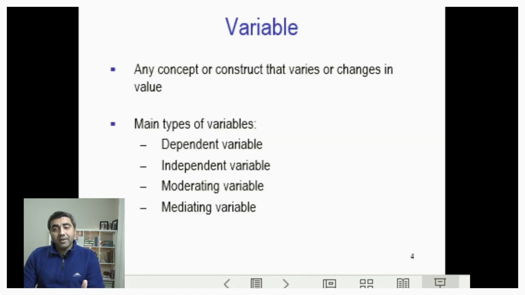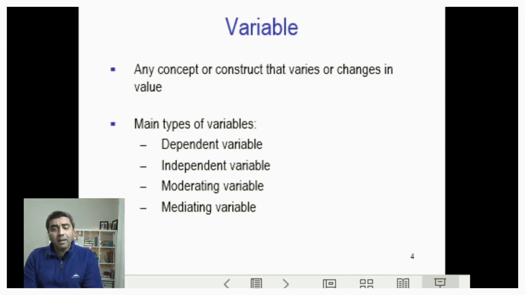A variable is anything that can take on differing or varying values. The values can differ at various times for the same object or person, or at the same time for different objects or persons. For example, a variable can be production units, it can be absenteeism, and it can be motivation.